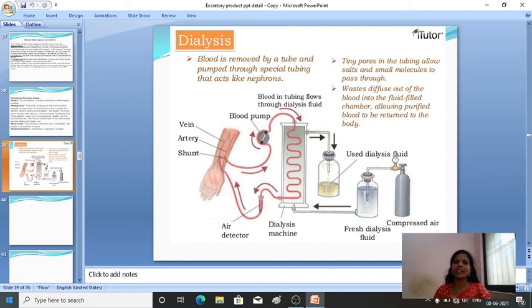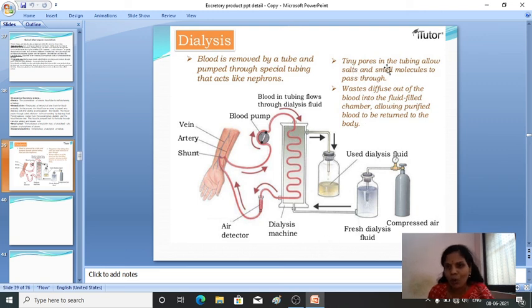So here you can see hemodialysis, how dialysis is done. These are some of the equipment which are used. So what happens in dialysis? The blood is removed by the tube and pumped through special tubing that acts like nephrons. Here you can see the veins and arteries. There is a blood pump, this is the dialyzing machine, and this is the air detector. Through the vein the blood is further injected. Complete dialysis takes place, that is, the blood is purified. Dialysis fluid is used.